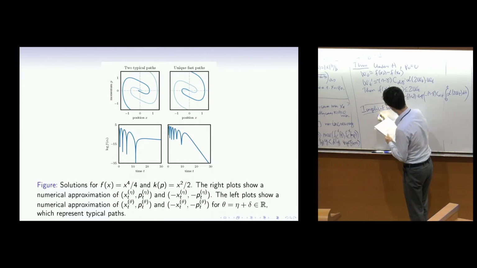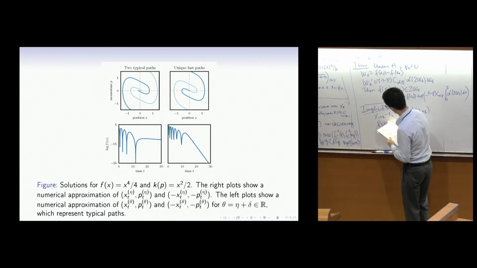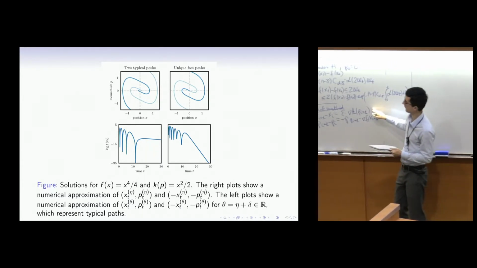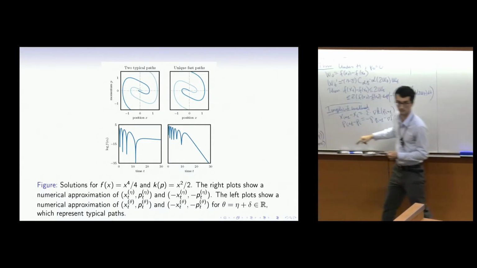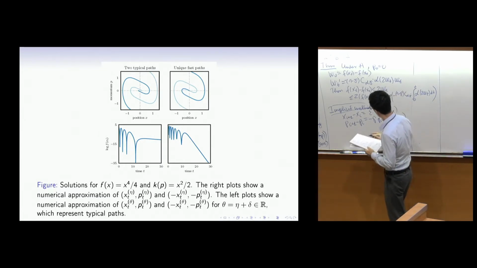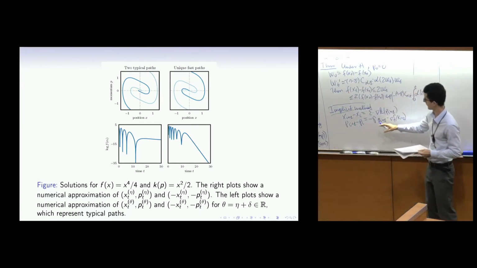Which is xi plus 1 minus xi equals epsilon times the gradient of k at pi plus 1, and pi plus 1 minus pi equals minus gamma times pi plus 1 minus gradient f at xi plus 1. Okay? So it's possible to show under the first two assumptions only that there's a unique solution to this, and it's well defined. However, only using these assumptions is not sufficient to show convergence for this method.